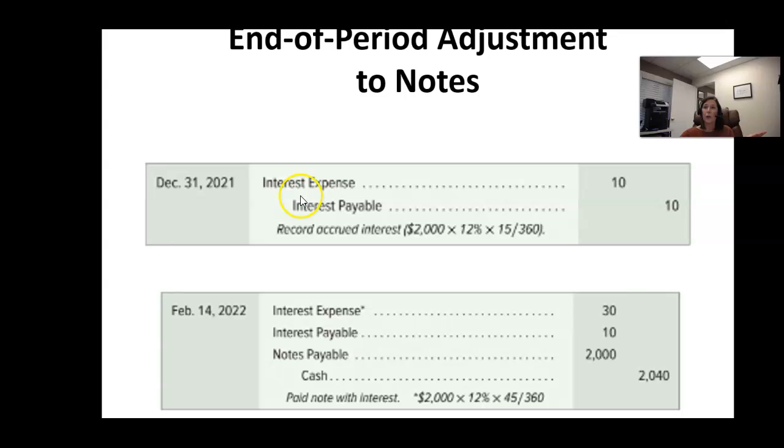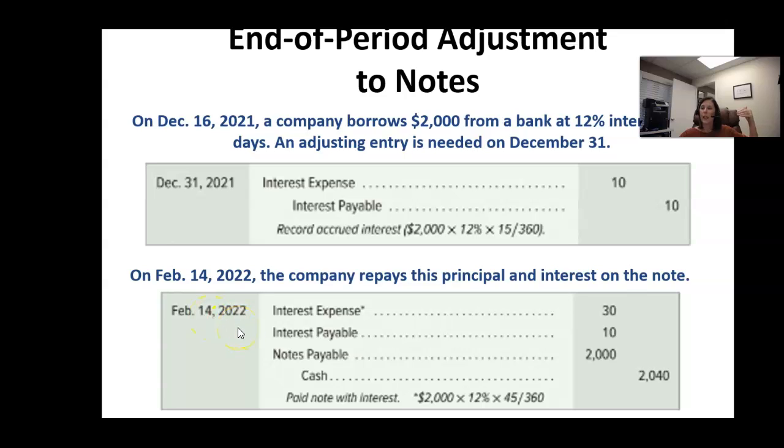So on December 31st, we're going to record an interest expense of $10 and then interest payable of $10. Now, they're assuming a due date of February 14th, and they're going to now pay the entire note that has come due. And so what we need to do is record the new interest expense that goes from December 31st until February 14th, the date the payment is made. So that's 45 more days of interest that we need to take an expense for.